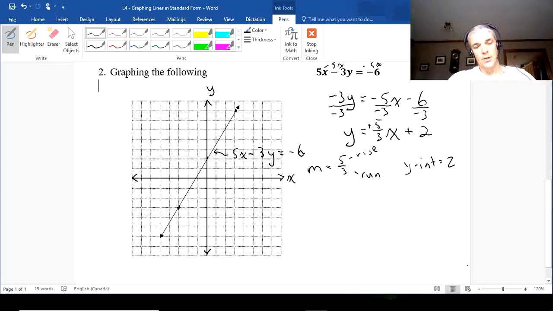Okay, so that's graphing lines in standard form, and you can now go try working on some of those questions. That's it for today.